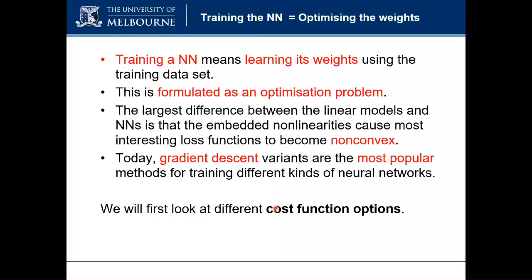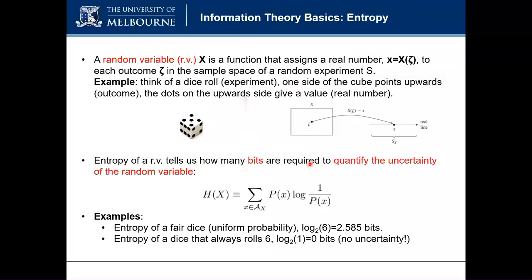So before going to gradient descent, which we already know, we should look at the cost functions first. You need to talk about the cost functions. What am I optimizing? I need to know my cost function. That is the question first. And in order to discuss the cost functions, I need to give you some basics of information theory.